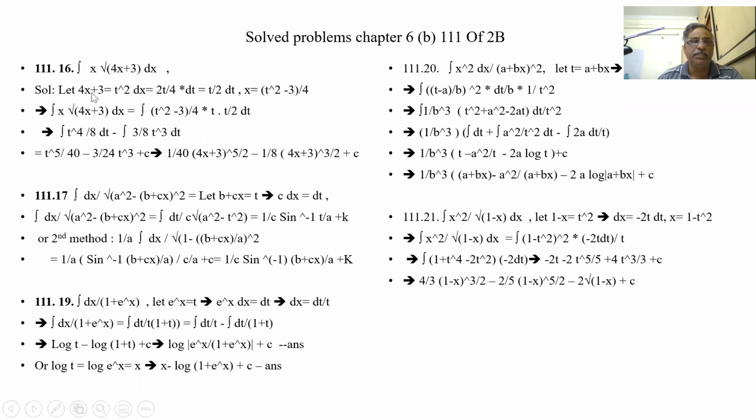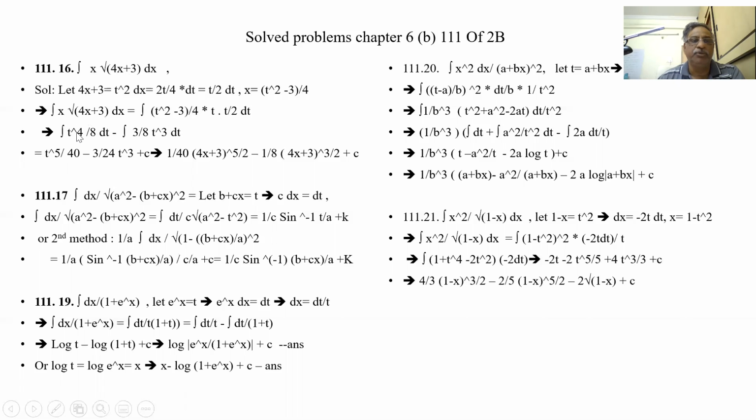Then what is x? x is equal to t square minus 3 by 4. What is dx? dx is equal to 2t dt. So let us substitute: in place of dx, 2t dt; in place of x, t square minus 3 by 4; root of 4x plus 3 is t. When I substitute all, what I am getting is t to the power of 4 by 8 dt minus 3 by 8 t cubed dt.